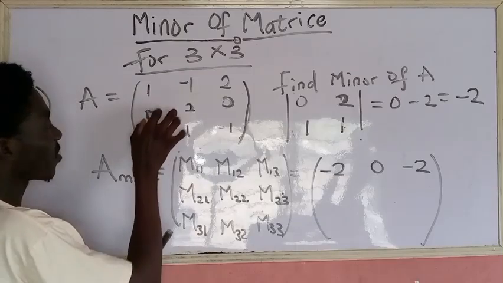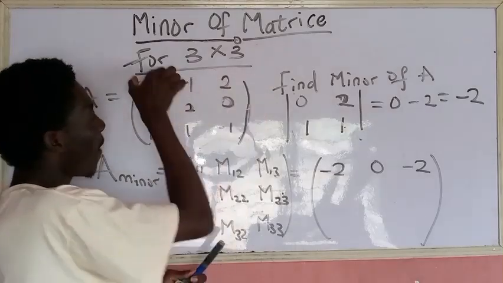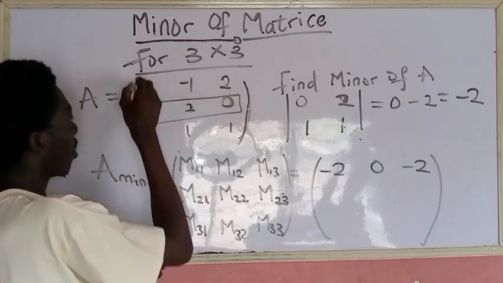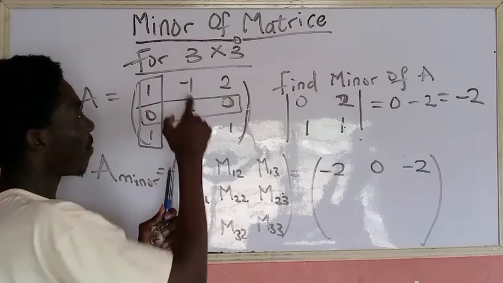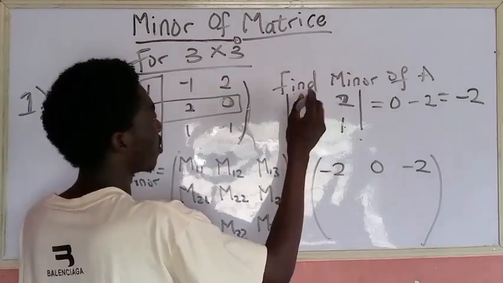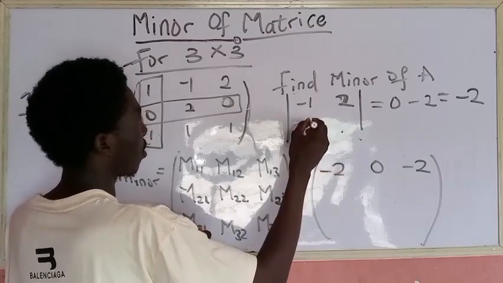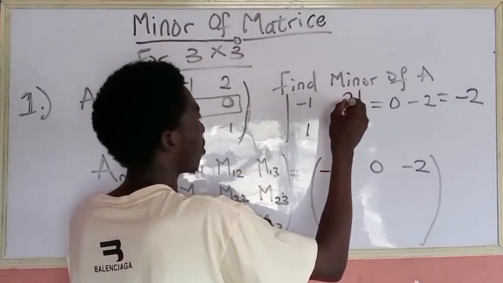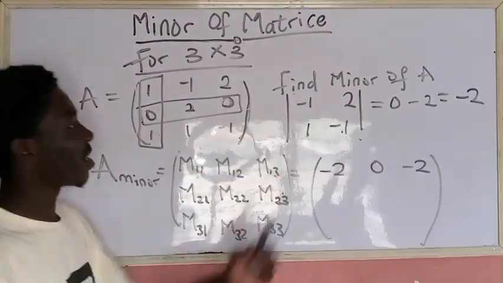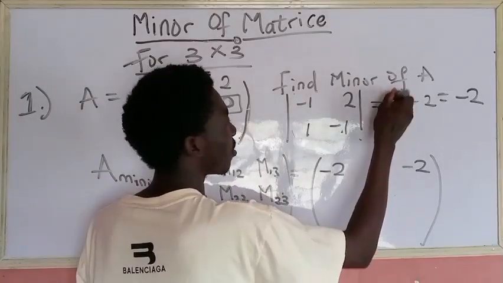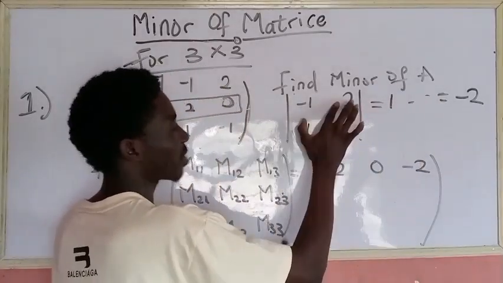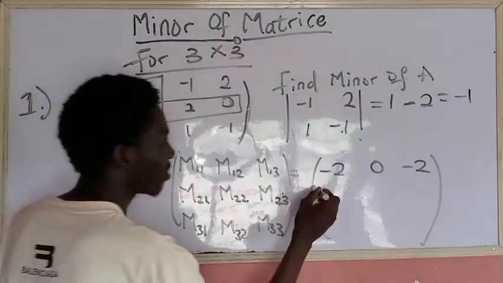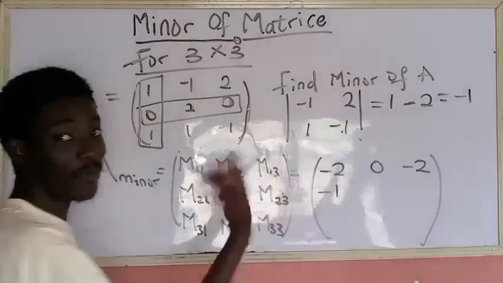Good. Next one, I'll go to the 0. So 0 occupies this row and this column. So in that case, I'm left with minus 1, 2, 1, and minus 1. This and this is a plus 1. And 1 times 2 is 2. That is minus 2. And that is minus 1. So I have a minus 1 here. Good. And that's the minor of the matrix. Next one.